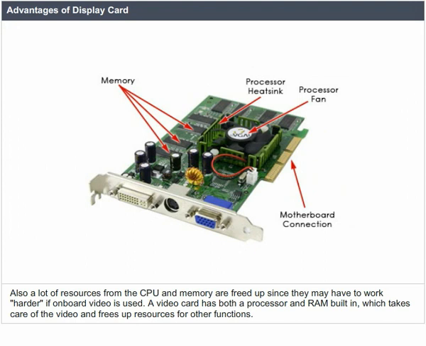Also, a lot of resources from the CPU and memory are freed up, since they may have to work harder if onboard video is used. A video card has both a processor and RAM built in, which takes care of the video and frees up resources for other functions.